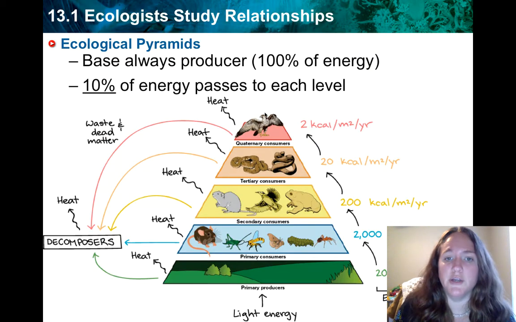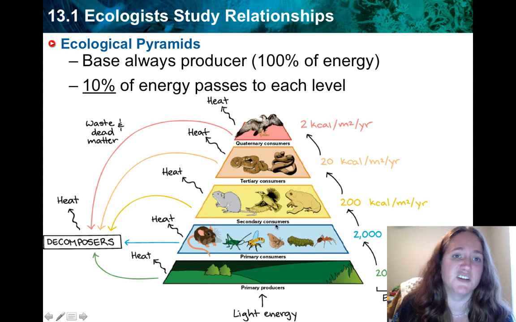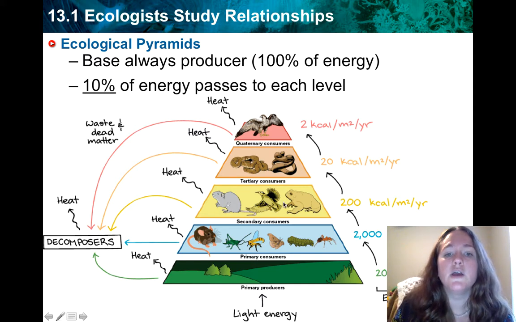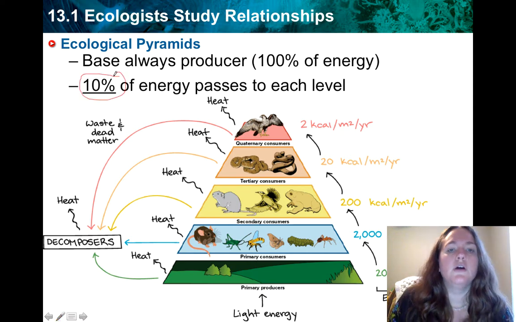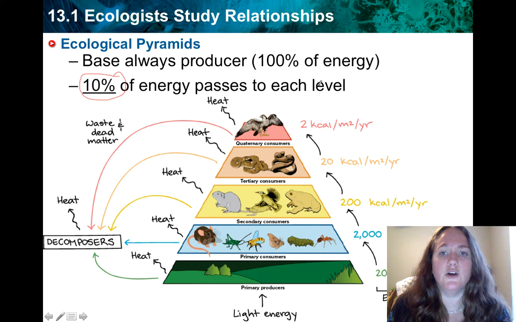So here is our pyramid. If we took that food web and made it into a pyramid, this is what it would look like. This is normally what we're going to see in the ecological pyramids. Your base always has 100% of the energy. That's your producers. You cannot have a food web without having a producer. And then this 10% rule that we see here, please make sure you make a note of that. This is called the 10% rule. 10% of energy passes on to each level.